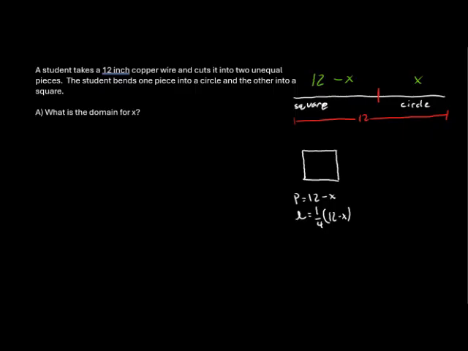If you want to simplify this and multiply the 1/4 times each of the terms in the parentheses, we can say our side length is 1/4 times 12, which is 3, minus 1/4 times x. We have to make sure that that 3 minus 1/4 x is greater than 0.